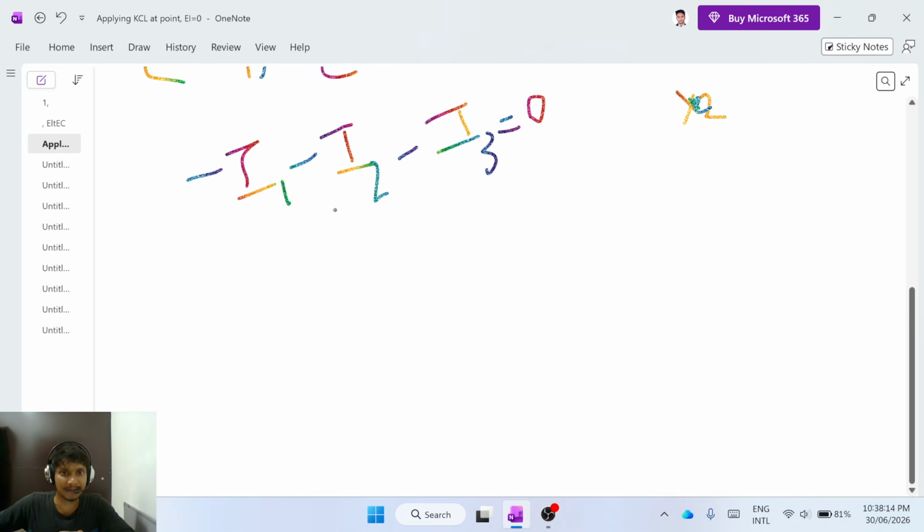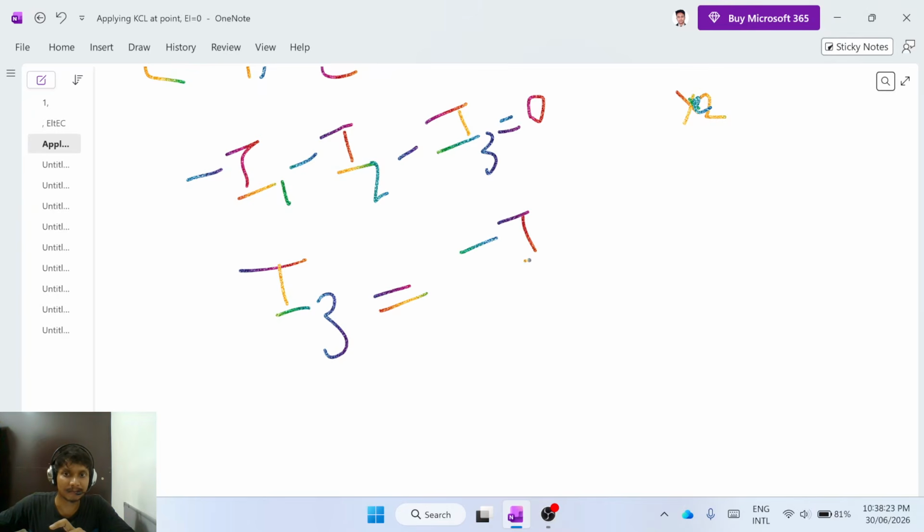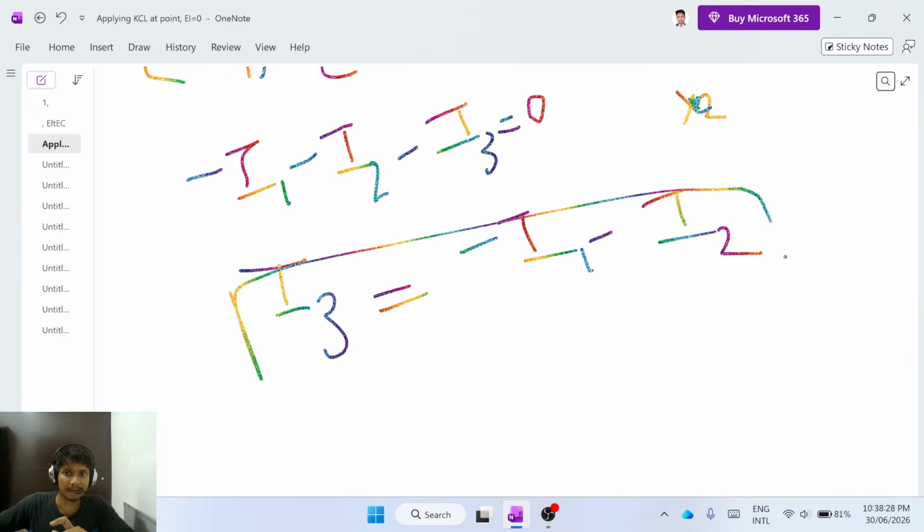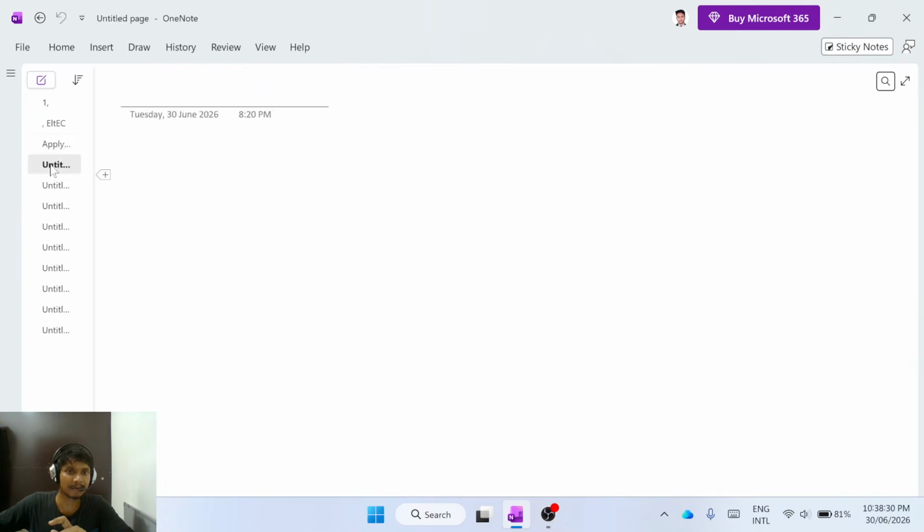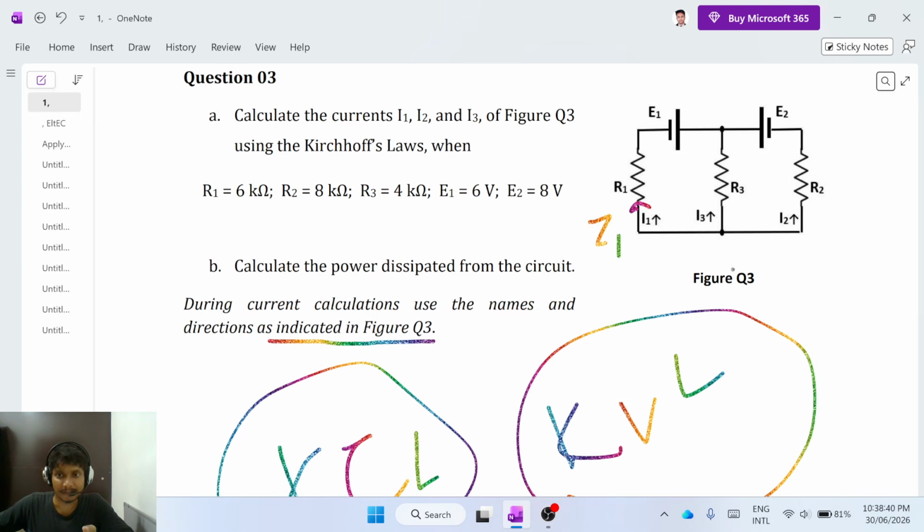Minus I1 minus I2 minus I3 is equal to 0. Therefore, I3 is equal to minus I1 minus I2. Now we have applied KCL at point F and found the relations between the currents.